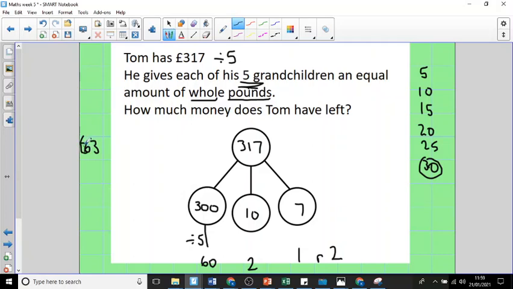But that's not what the question's asking me. It's asking me how much money does Tom have left. So what he has left is the remainder. And I could put 2 here, but that wouldn't be quite right because this question is about money, isn't it? So he doesn't just have 2 anything left, he has £2 left. If you were answering that as a problem, you would need to answer it with a money answer. So we know that he'd have £2 left because of the maths we did, but to answer the question, we have to put that into pounds.